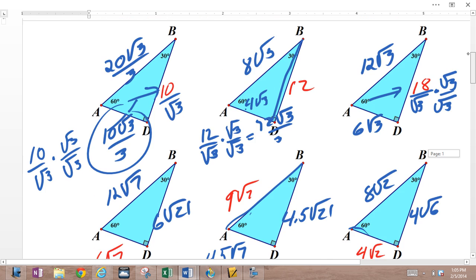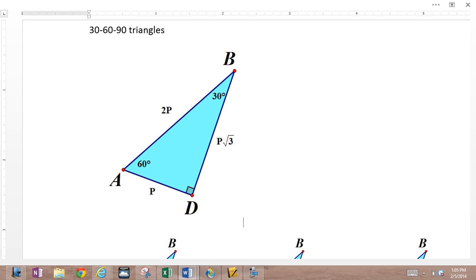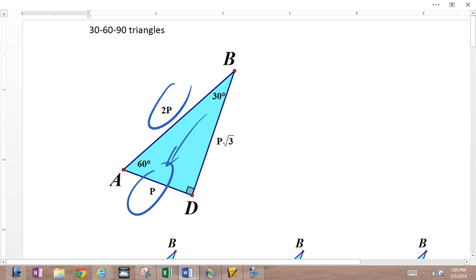The idea is right from here all the way back here. Whatever is given to you, regardless of which length is given to you, we always like to get the short length opposite to 30 because then we can just double it for the hypotenuse and multiply it by root 3 for the long side. But it doesn't matter. If you're given the long side, whatever it is, you divide by root 3, and that gives you the short side, and then if you double that, you get the hypotenuse.